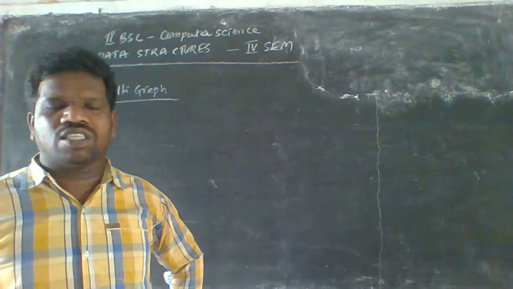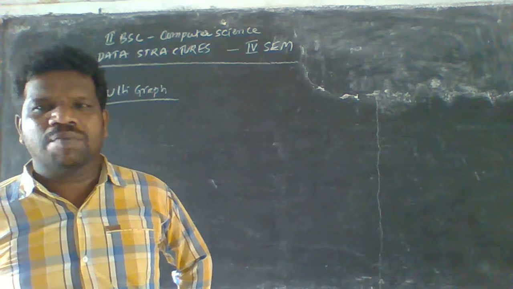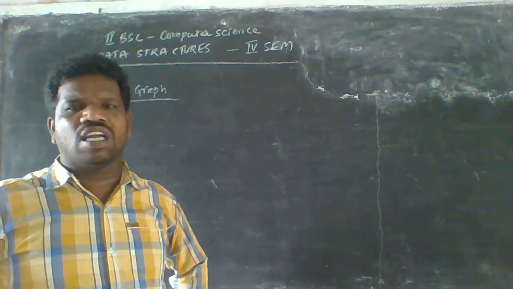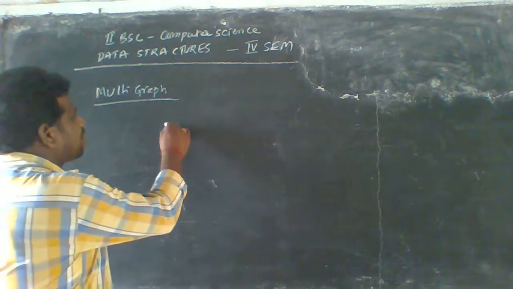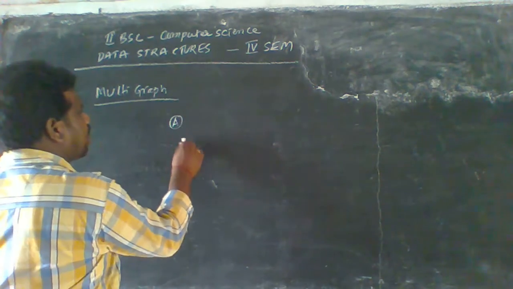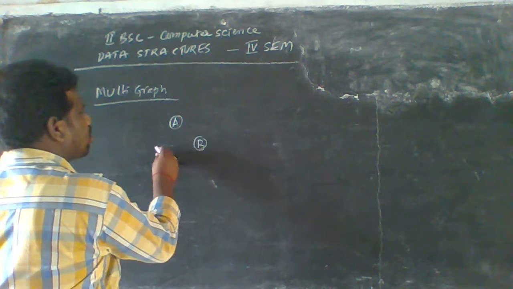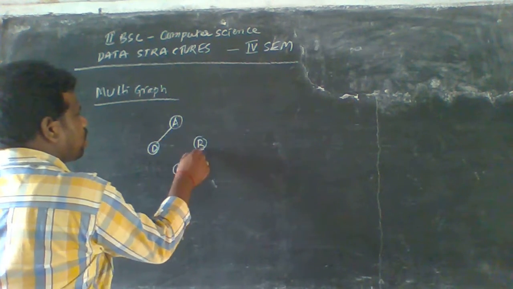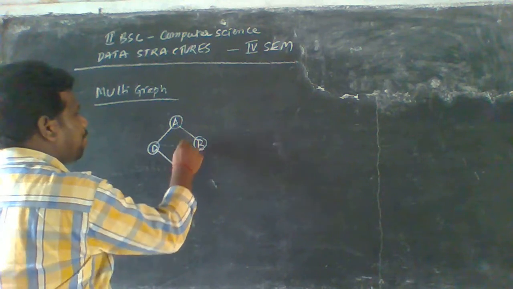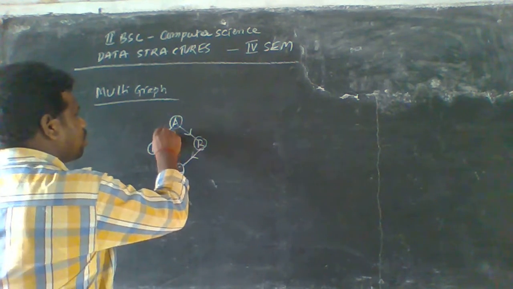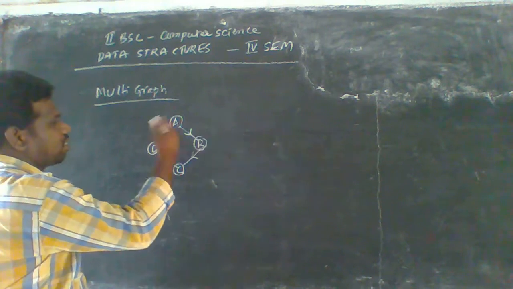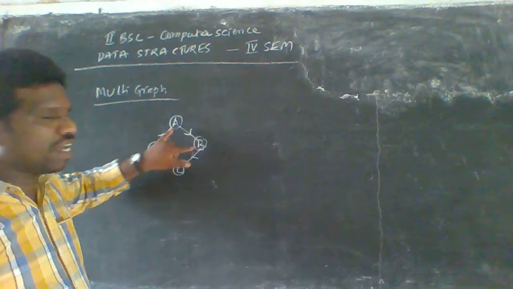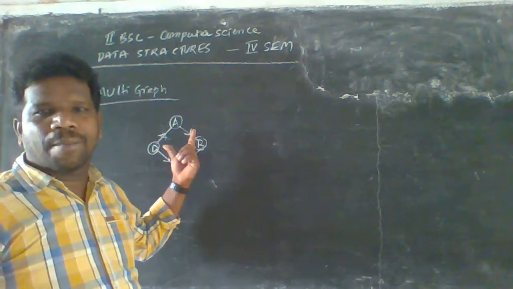In the previous session I talked about parallel edges, and today I am talking about the multi-graph. What do parallel edges mean? See this diagram, whatever the direction may be. AB and DC are both called parallel edges here.